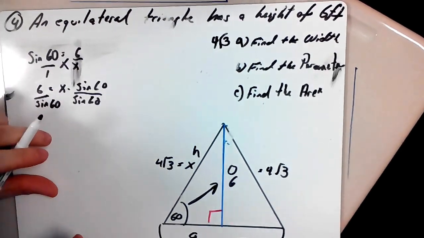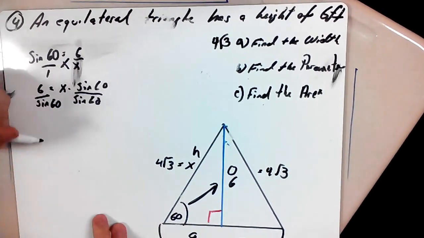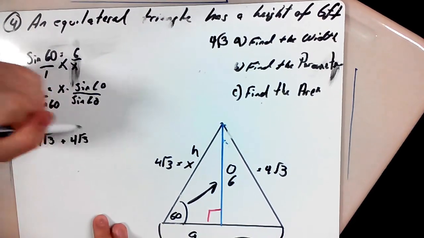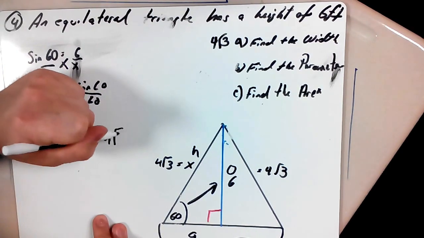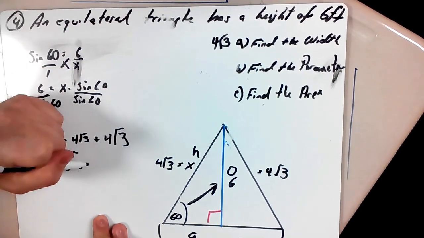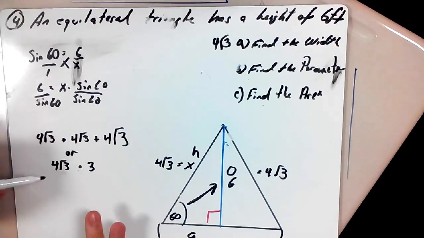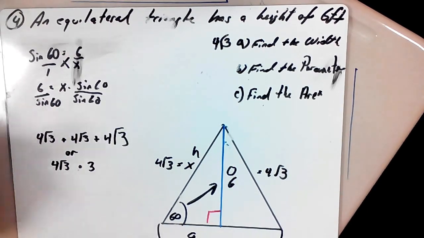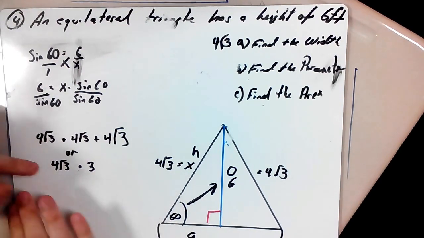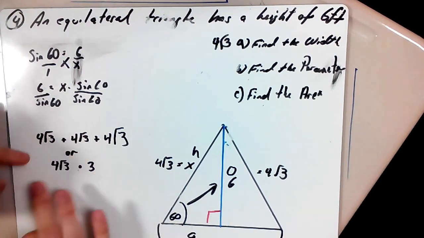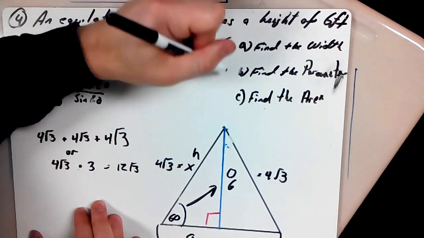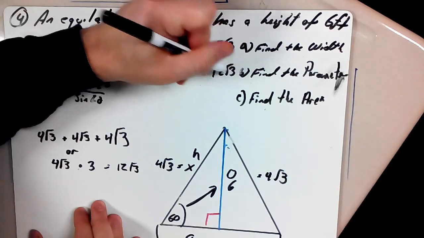Okay, now we need to find the perimeter. Well, the perimeter is 4 square root 3 plus 4 square root 3 plus 4 square root 3, or 4 square root 3 times 3. Okay, those are both the same. Now this guy's in jail. He's like the denominator of a fraction. Okay, we don't talk to the guy inside the square root. So the only thing that's going to happen is we're going to multiply 4 times 3, and we're going to get 12 square root 3. If you plug that into your calculator, you will get the same answer.